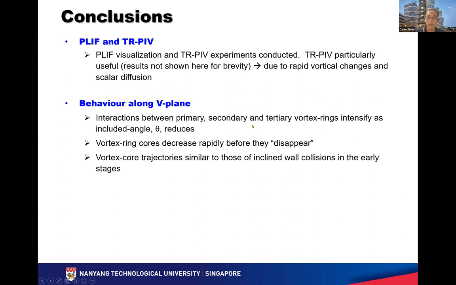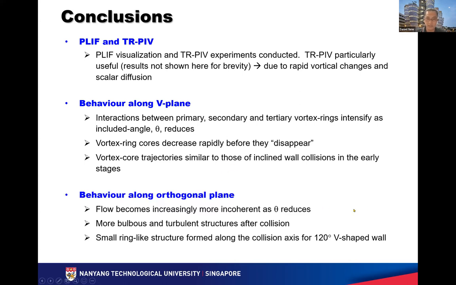We found that as the included angle reduces, that means when the V wall gets sharper, so to speak, interactions between all the various vortex rings intensify significantly as well. Vortex ring cores disappear from the visualization plane faster when the V wall angle reduces. We found that the vortex core trajectories are quite similar to those of an inclined wall collision. It's just that they've been reflected symmetrically.